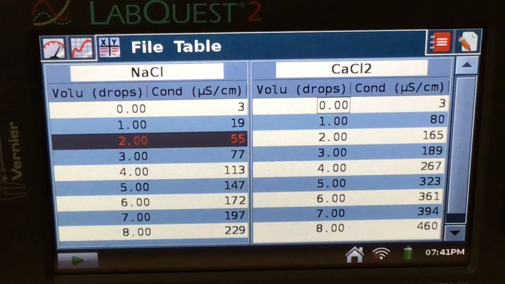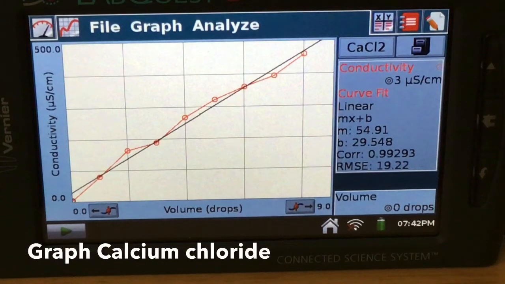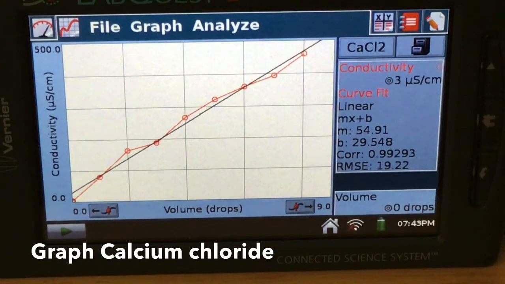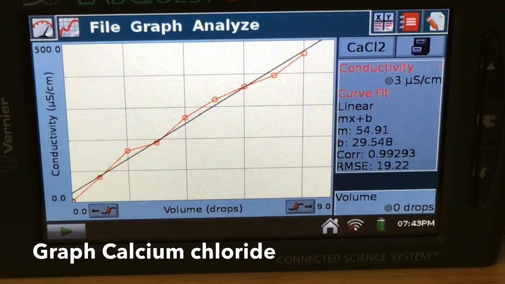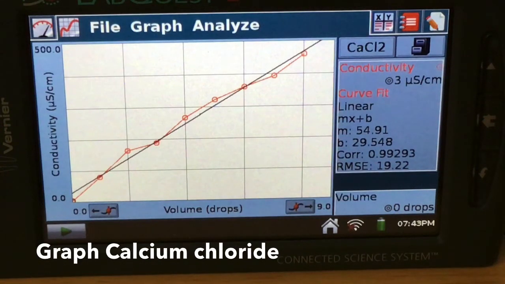The data for the calcium chloride is here in the table that's labeled CaCl2. This is a graph of the data. The black line is the best fit line. Make note of the slope and then also the formula for the line. You see some variations off of that line, and that's caused by the drop sizes not all being perfectly consistent, and that'll cause those numbers to vary a little bit.